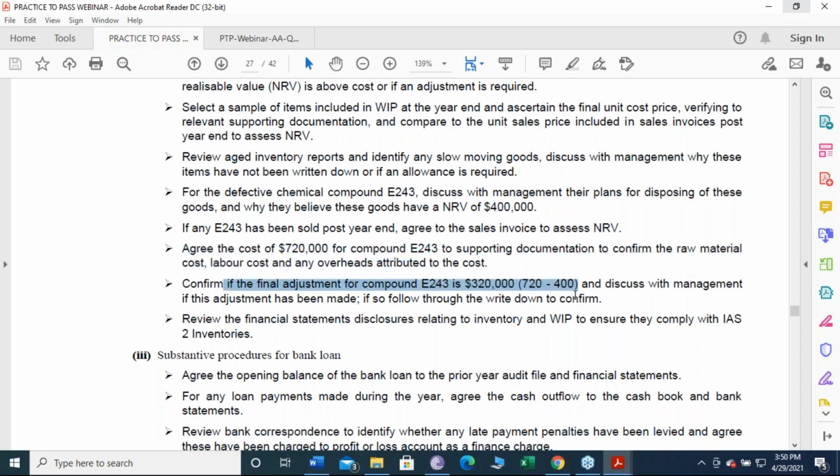I'm not applying any rocket science here. What I'm doing is just asking the management how this 720,000 is 720,000. I need to have supporting documents. So agree the cost of 720,000 with supporting documents in order to verify that this is actually 720,000, not greater than that.